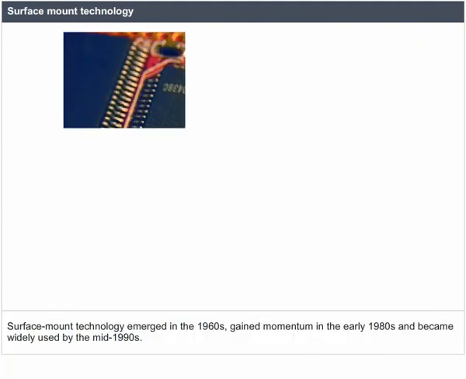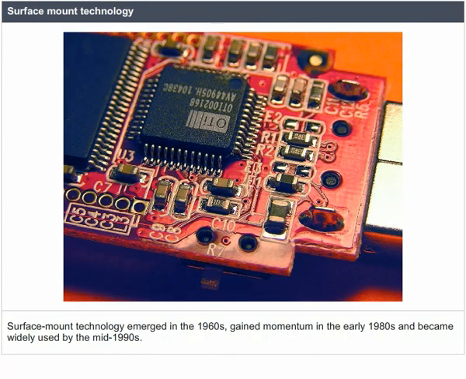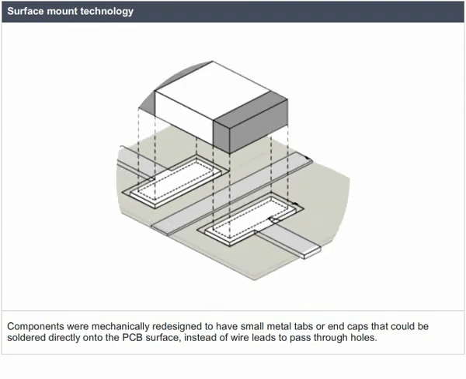Surface mount technology. Surface mount technology emerged in the 1960s, gained momentum in the early 1980s, and became widely used by the mid-1990s. Components were mechanically redesigned to have small metal tabs or end caps that could be soldered directly onto the PCB surface instead of wire leads to pass through holes.